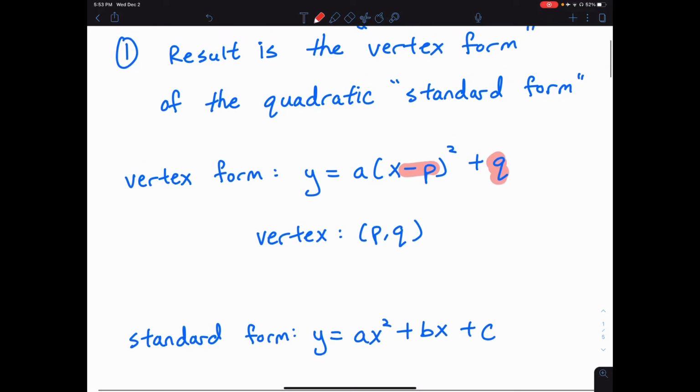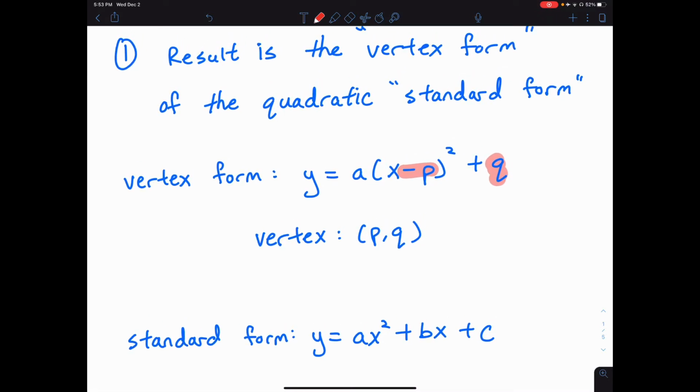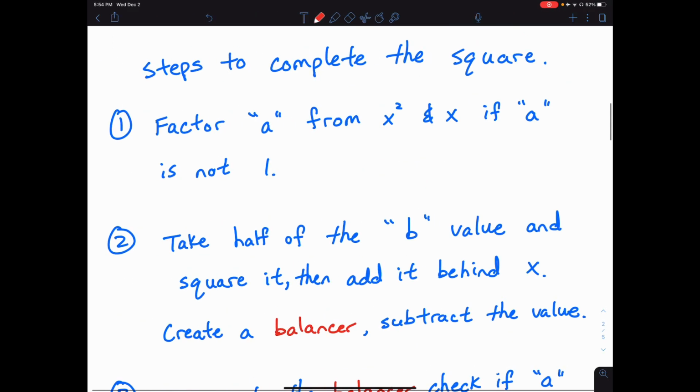What is standard form? Standard form is commonly known as y is equal to ax squared plus bx plus c. So again, always be aware where your a, b, c values are. Now let's take a look at the steps that we need to take in order to complete the square.